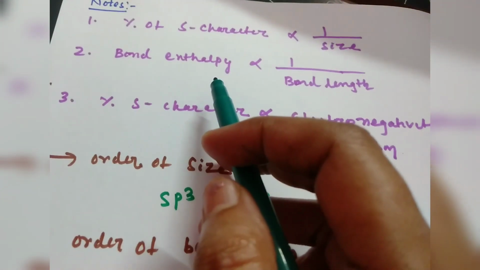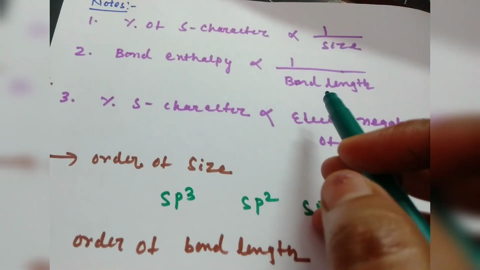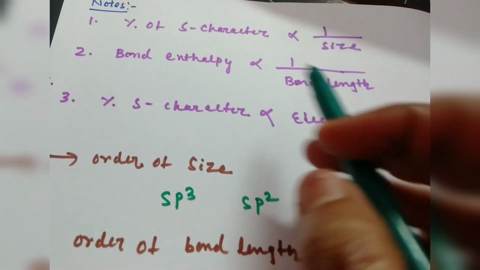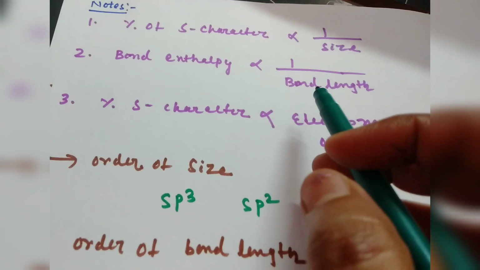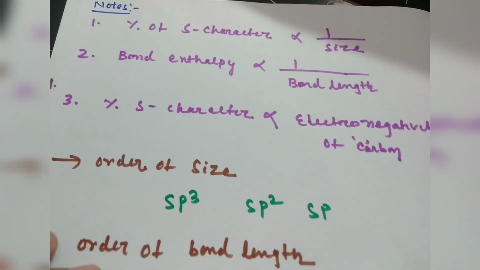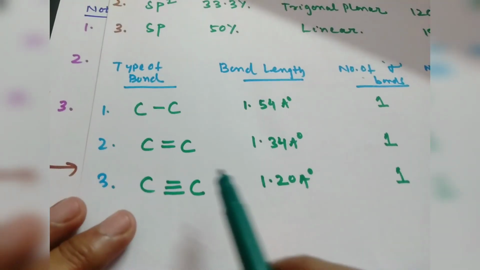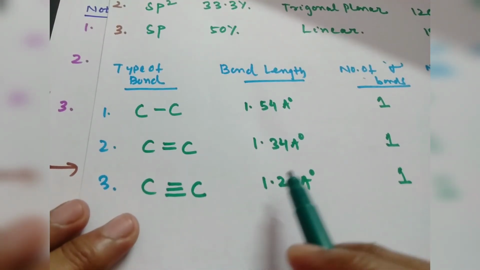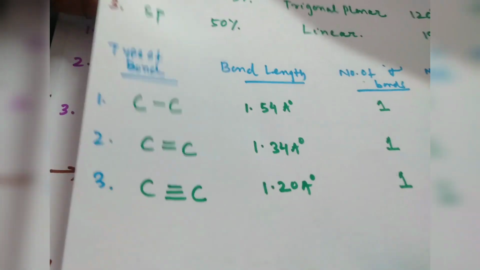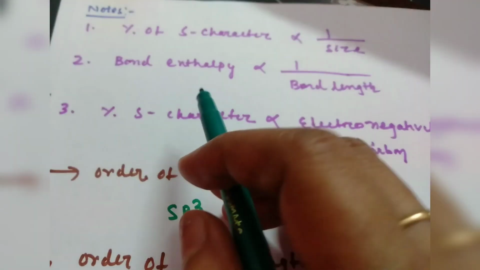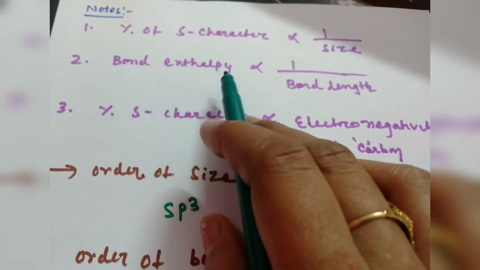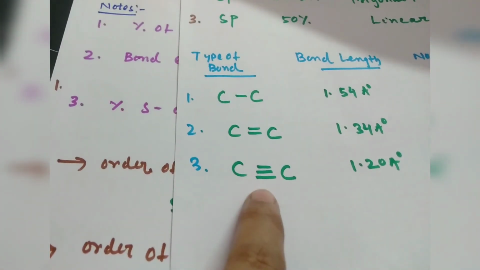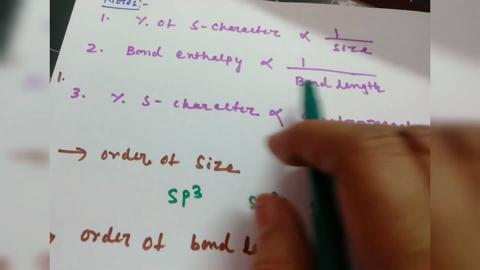Similarly, bond enthalpy is also inversely proportional to bond length. That means in the compound in which the carbon-carbon triple bond is there, the bond length is the lowest, and that compound has the highest bond enthalpy. In carbon-carbon triple bonded compound, the bond enthalpy is higher, right? Because there is an inverse relationship between these.